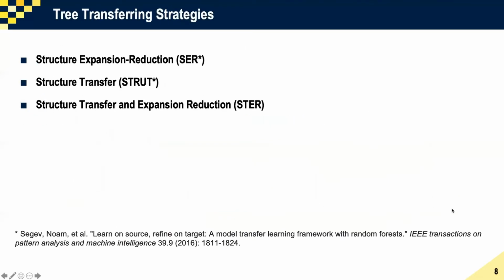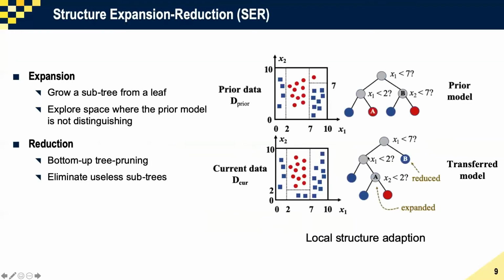In order to adapt a trained RF to a new set of data, we need transfer learning techniques for each decision tree, because an RF is basically an ensemble of decision trees. And we applied 3 tree transferring strategies. Next, I will briefly introduce them one by one.